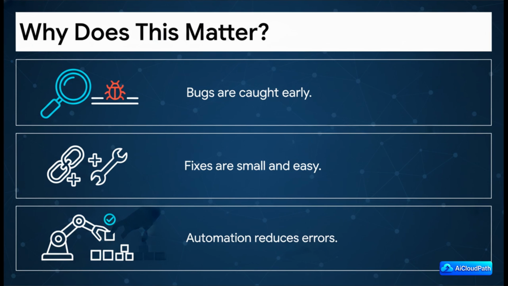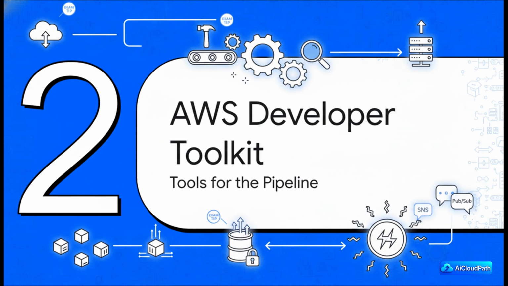So why do we even bother with all this? Well, it's not just about being fast. When you work in these small, frequent chunks, you find bugs when they're tiny and simple to fix. And when you automate the whole release process, you basically get rid of the chance for human error. It's about building with both speed and stability. It's a real win-win.